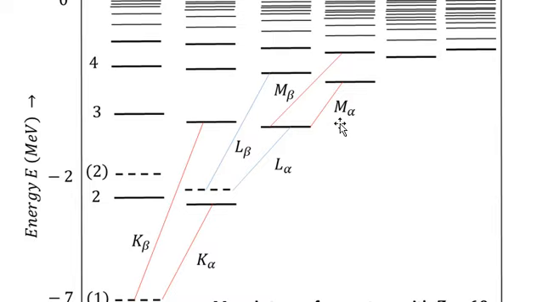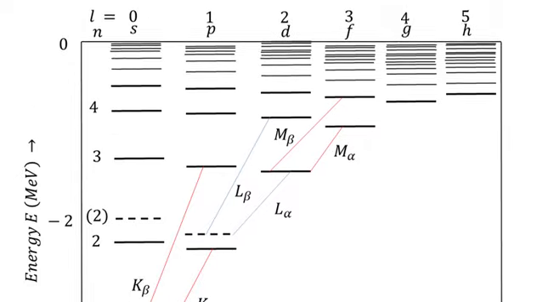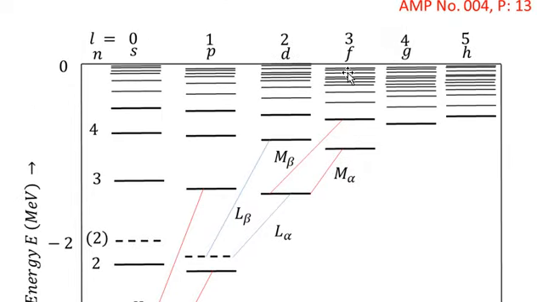Similarly, the next two transitions show M alpha and M beta. When the muonic atom in the F state with the principal quantum number 4 moves to the D muonic state with the principal quantum number 3, it will emit M alpha. Similarly, when the muonic atom in state F moves to a muonic atom state in D from principal quantum number n is equal to 4 to the principal quantum number 3, it will emit M beta.